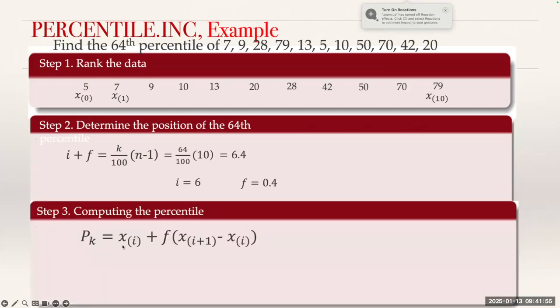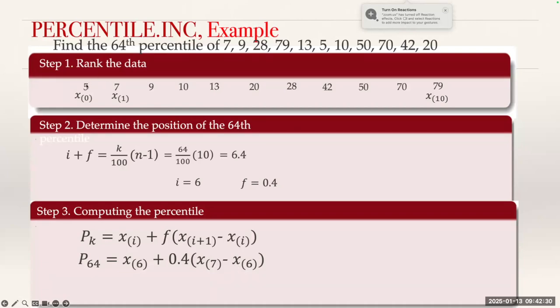The percentile 64 will be the data in the position I, so the data in the position 6, plus the fraction multiplied by the difference between the two numbers. So it will be data in the position 6 plus 0.4, that is the fraction, times data in the position 7 minus data in the position 6.